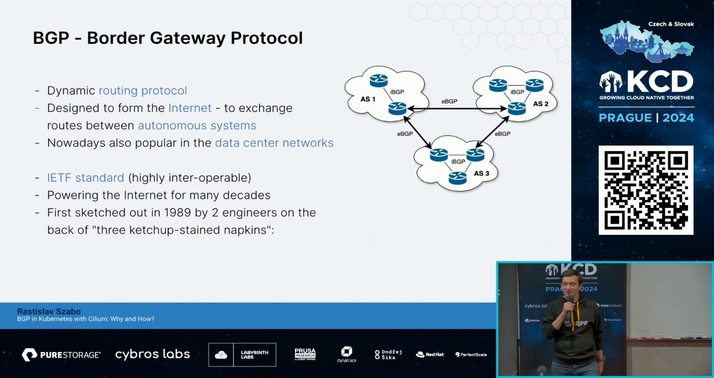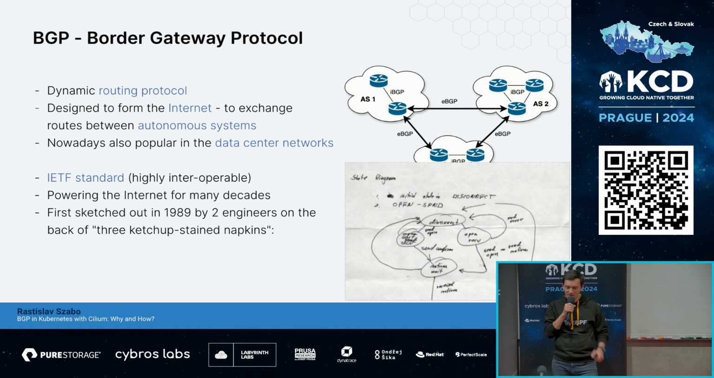The first sketch of the BGP protocol was done in 1999. I was 2 years old at that time. It was done by two engineers on the back of 3 ketchup-stained napkins. This is a reproduction of one of them. So it's a very old but proven protocol.